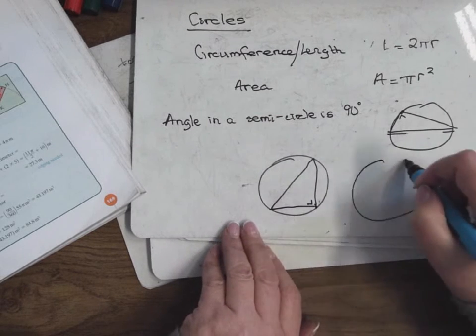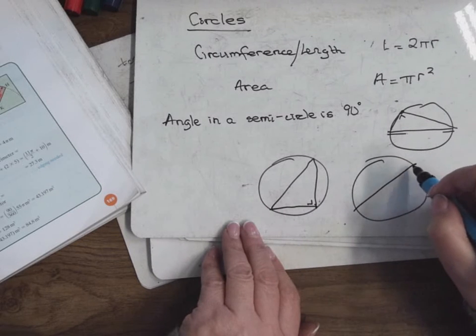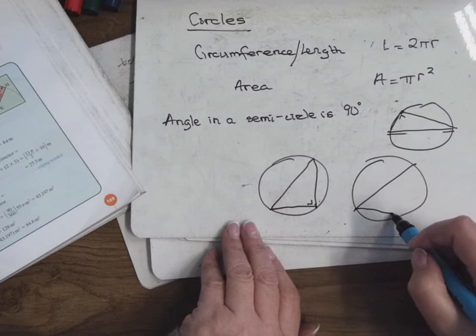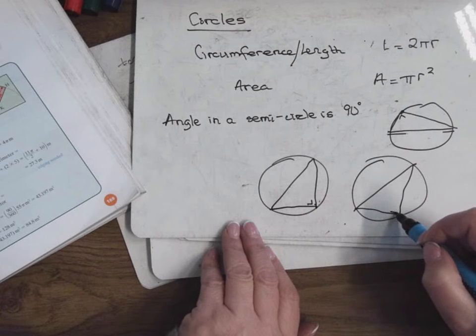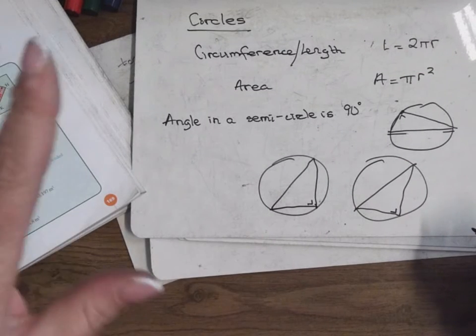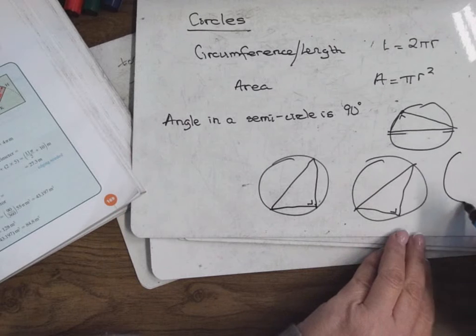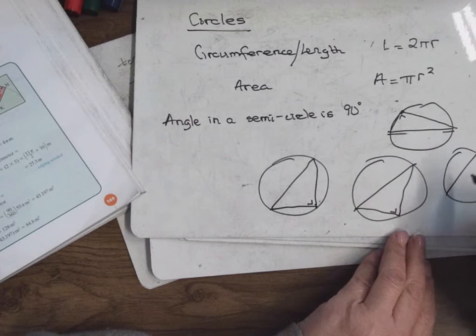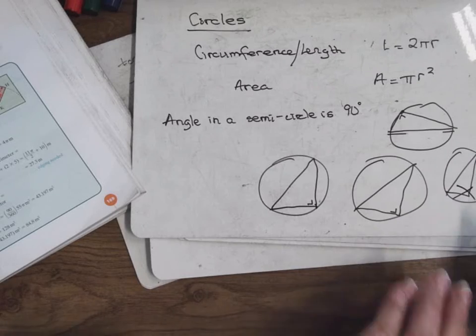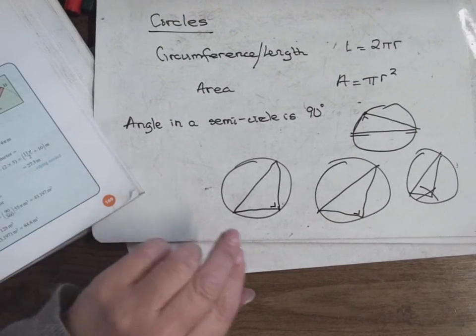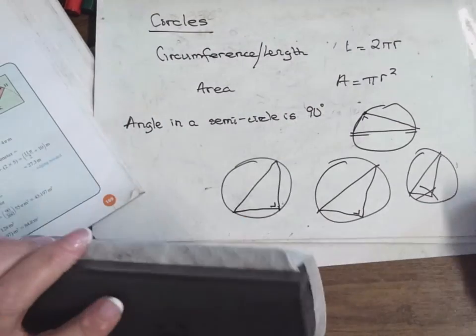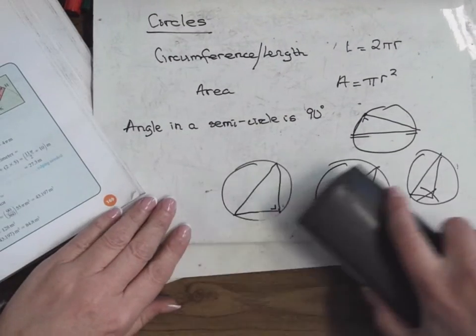Another example: if I draw a semicircle, go to the circle, hit the circle, and go back to the end, no matter where the angle is, it's a right angle. Just be careful, it has to go to the circle. That is not a right angle because it's not at the circle. Does that make sense to people? So the angle in a semicircle is a right angle. You learned that in junior cert, you might remember.